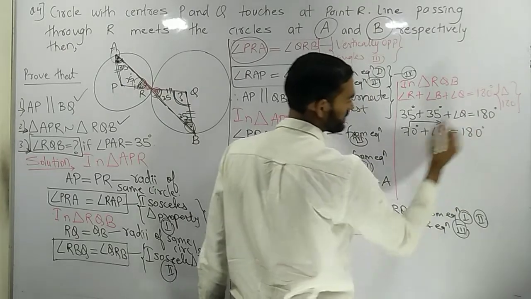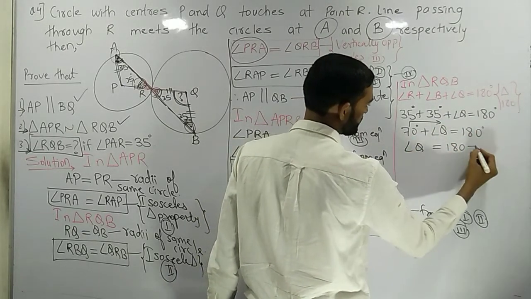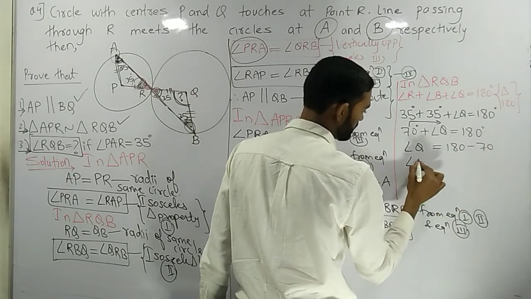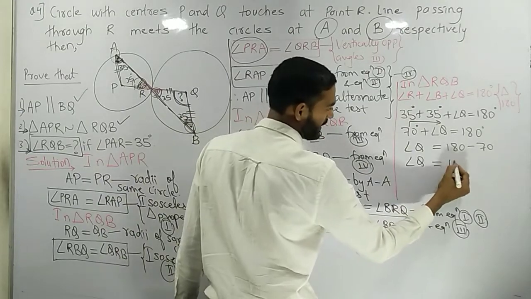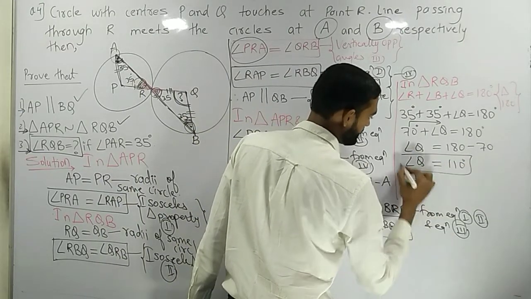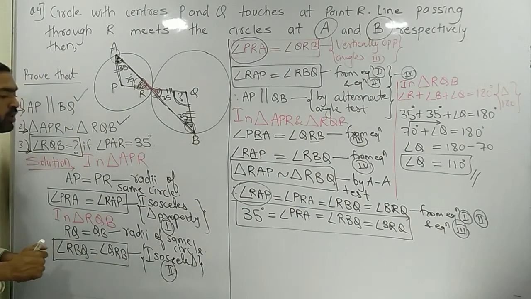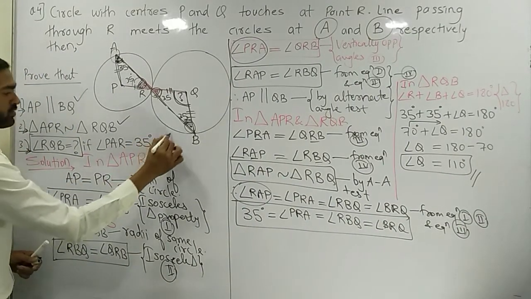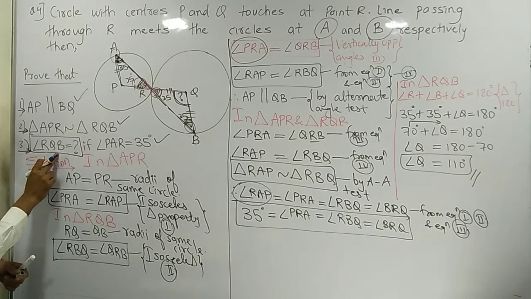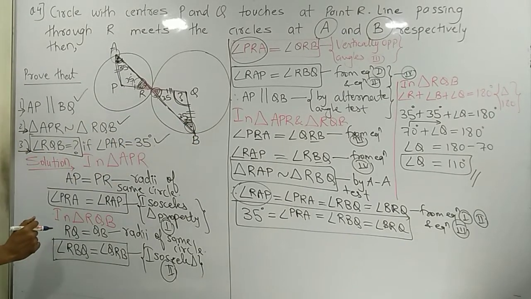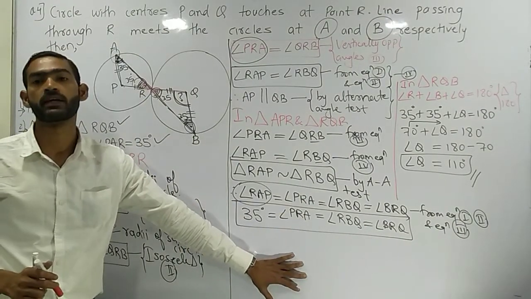Now we'll transpose this 70. So angle Q is equal to 180 minus 70. So 180 minus 70 will give you 110 degrees. Clear everyone? So this way we got all three solutions. So finally we got the measure of angle RQB as 110 degrees. Hope you all have enjoyed and understood this. Thank you so much.